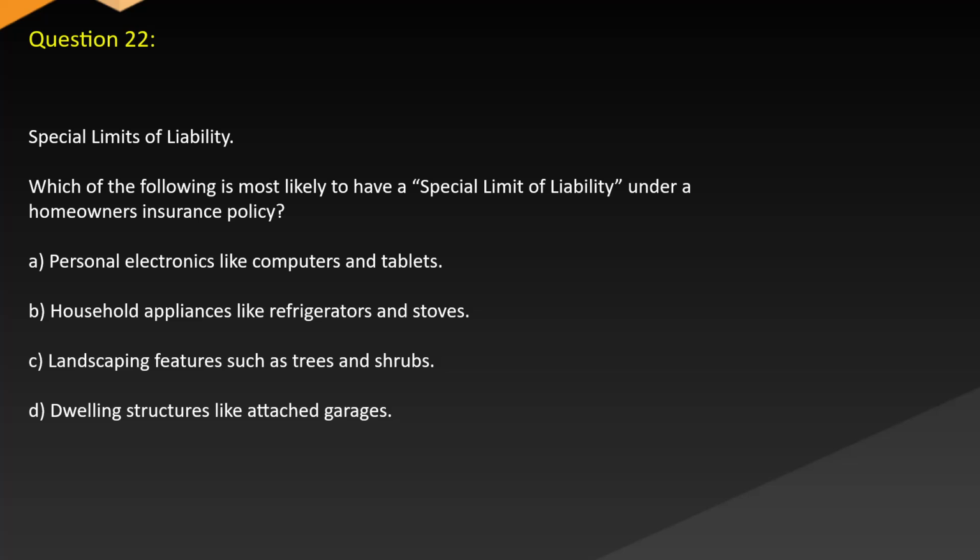Question 22. Special limits of liability. Which of the following is most likely to have a special limit of liability under a homeowner's insurance policy? A. Personal electronics like computers and tablets. B. Household appliances like refrigerators and stoves. C. Landscaping features such as trees and shrubs. D. Dwelling structures like attached garages.